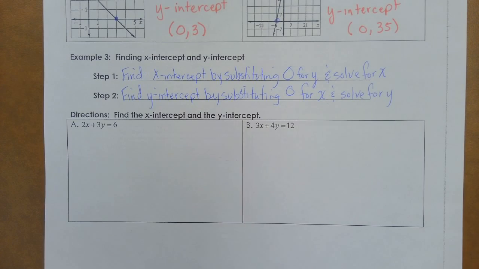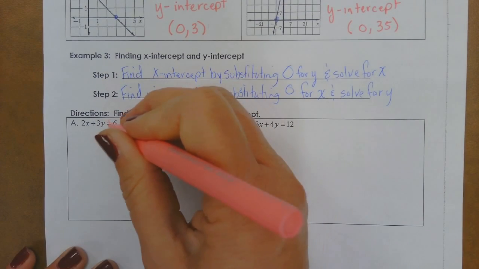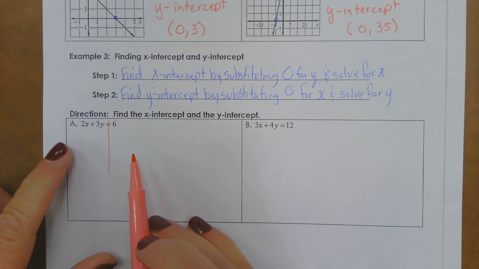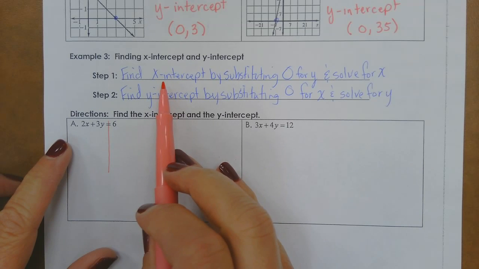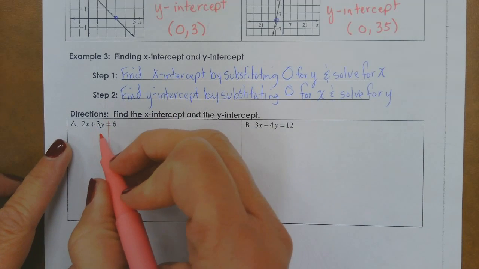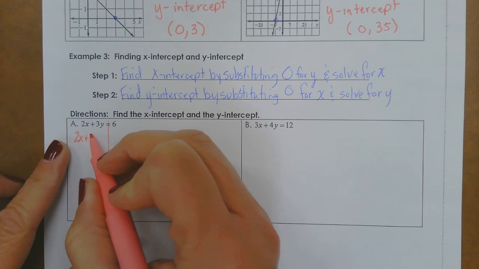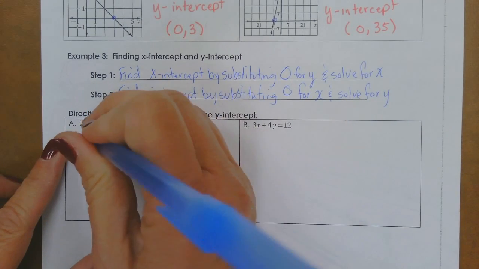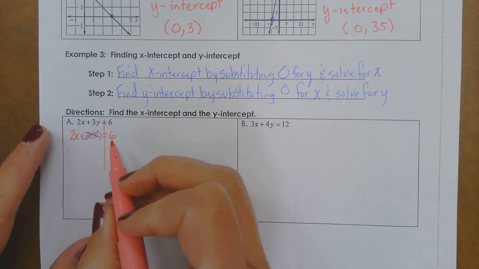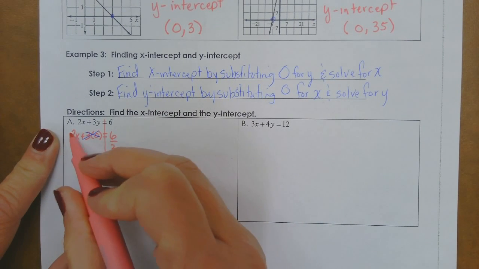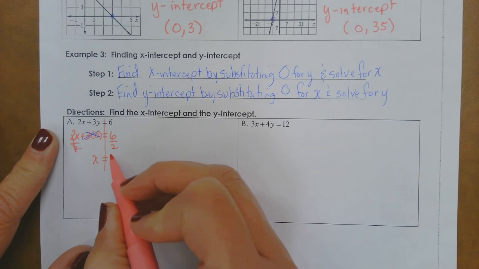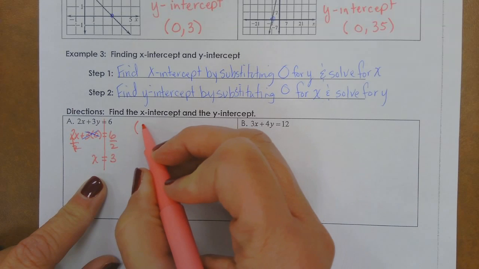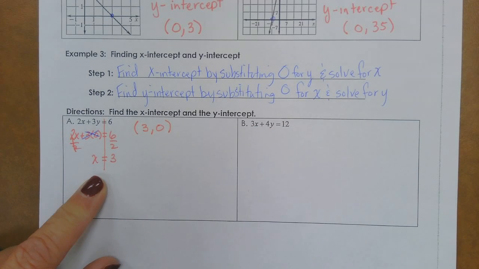Okay, so we're going to do a couple examples together. So what you might want to do is draw your line if that helps you. First of all, we want to find the x-intercept. So we're going to put a 0 in for y. We're going to do 2x plus 3 times 0 equals 6. That's going to wipe this out because that's going to be 0. So we really have 2x equals 6. Divide by 2, divide by 2. And we get x equals 3. So remember, for the x-intercept, that's going to be 3, 0, because the y was at 0.